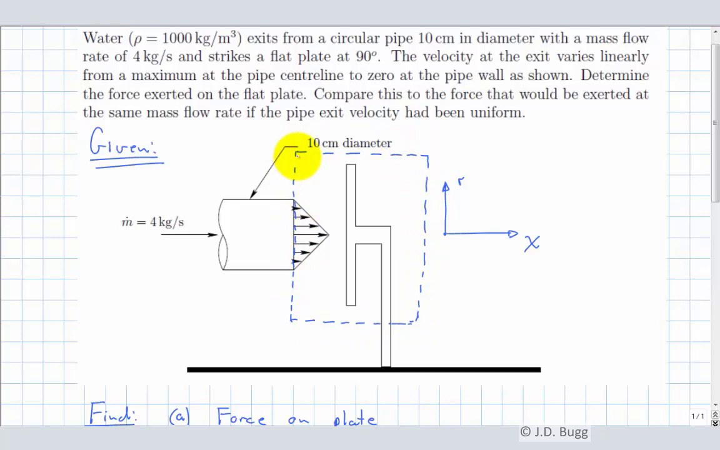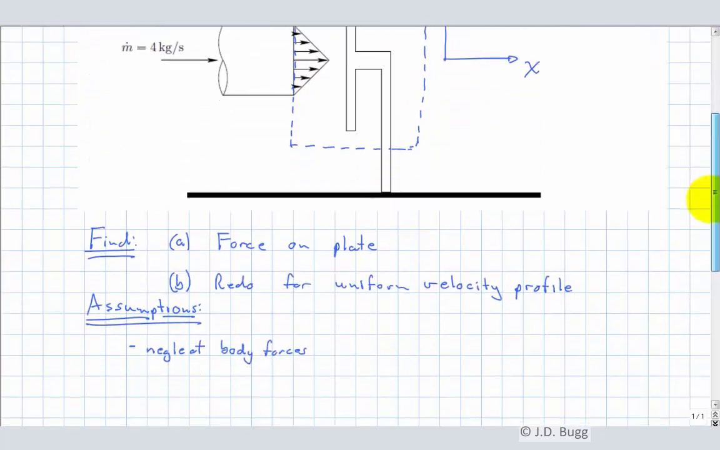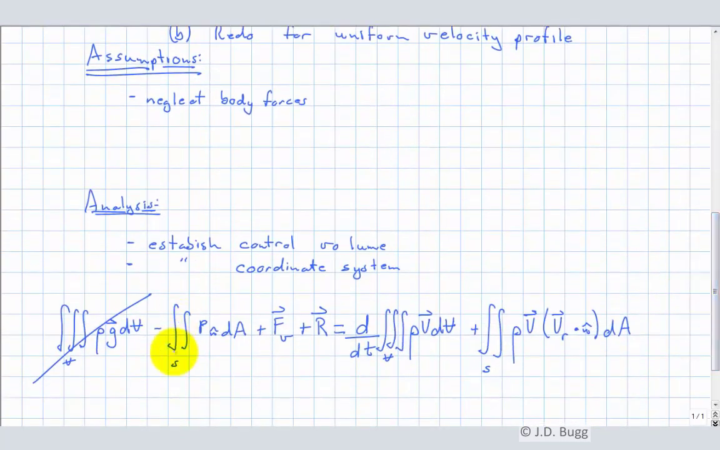And when that's true, when the pressure is the same everywhere around the control surface, then this term will evaluate to 0. So if that pressure is a constant everywhere, it comes outside, and it evaluates to 0 because the pressure is pushing equally on all sides of our control volume.